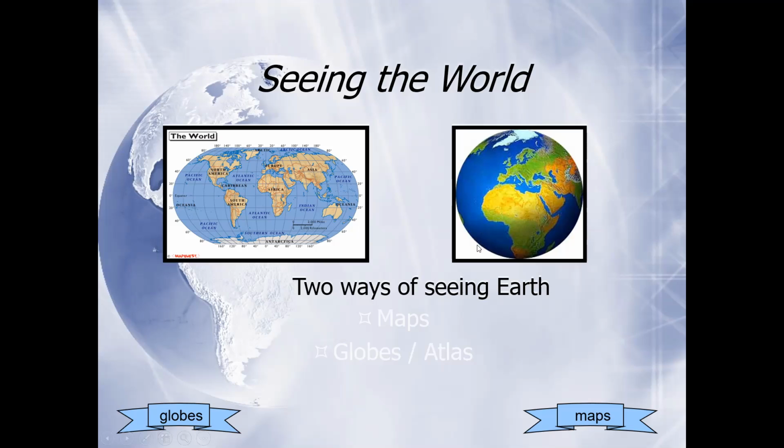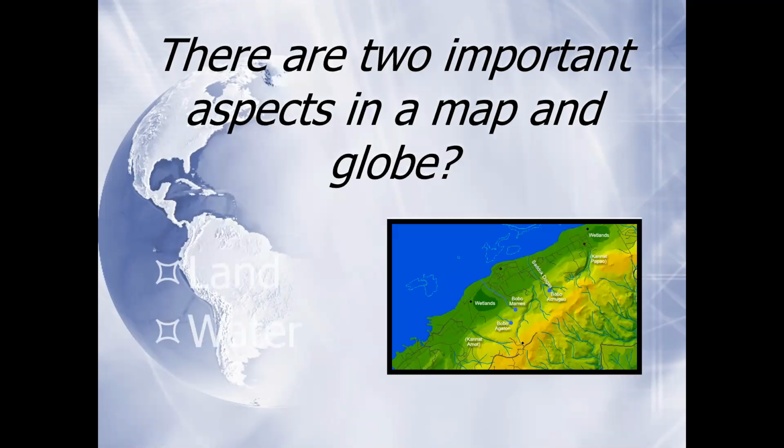There are two ways. The most common one is the map, but sometimes globes are available too. So this is how a map looks, and we can observe it through the globe also, as we can see in this figure. There are two important aspects in the map and globe.